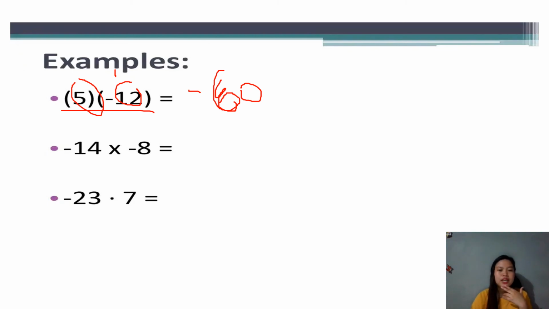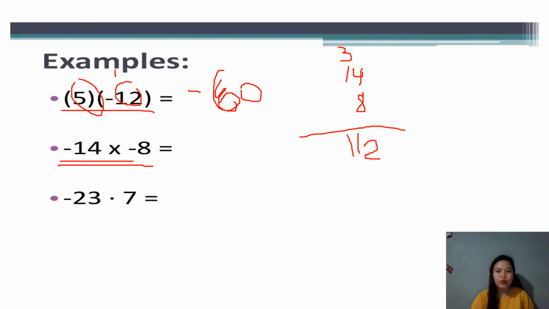Okay. Next, multiply negative 14 times negative 8. So that is the same sign. Ang answer is positive. And we will multiply 14 of 8. So let's try 14 times 8. 8 times 4, that is 32. Sakto? 8 times 1, 8, 9, 10, 11. So our answer is 112.